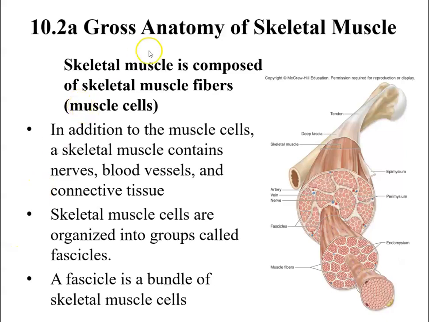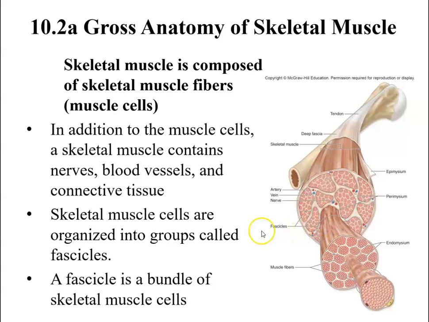All right, so let's talk a little bit about the gross anatomy of skeletal muscle. Skeletal muscle is composed of skeletal muscle fibers, aka muscle cells, okay? In addition to the muscle cells, skeletal muscle is going to contain nerves, blood vessels, and connective tissue. You'll see skeletal muscle cells are organized into groups called fascicles. So here is a fascicle right here. And it's a bunch of individual muscle cells. So this is one muscle cell or muscle fiber. And it's one of many in a fascicle.